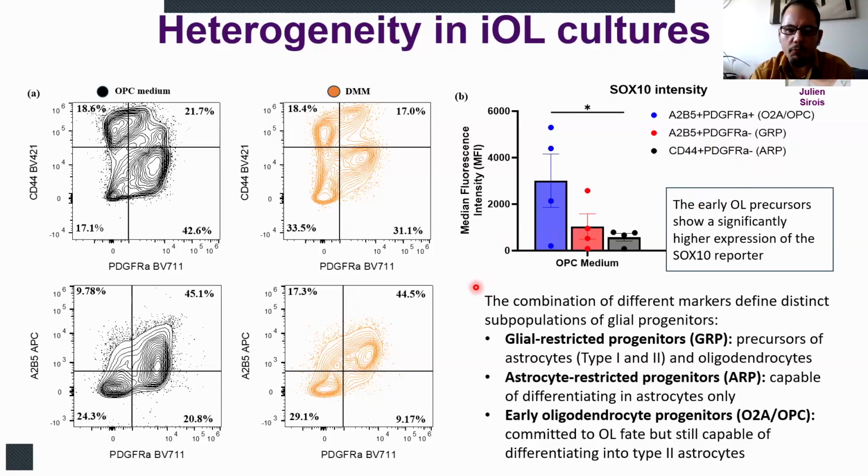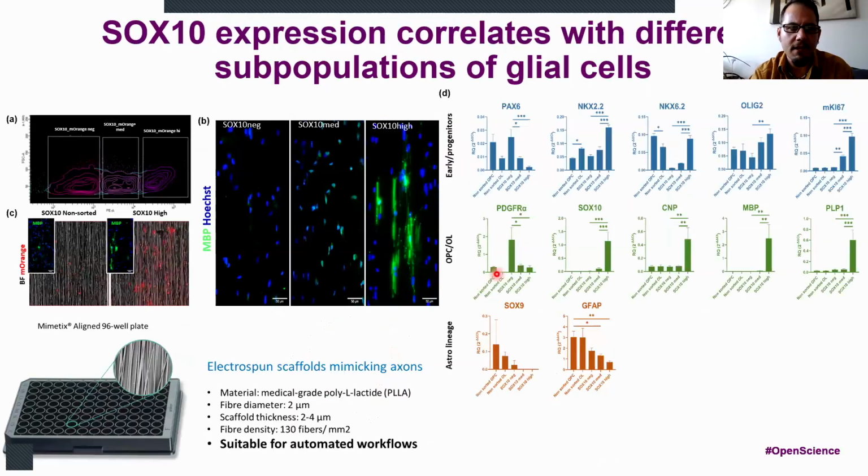And so then we did the contrary. We started isolating the cells for the expression of SOX10 reporter. In figure A here, we can see how we divided it in three populations. One population is the mOrange negative. One population has a medium intensity of the SOX10 reporter, and the other population is expressing high levels of SOX10.